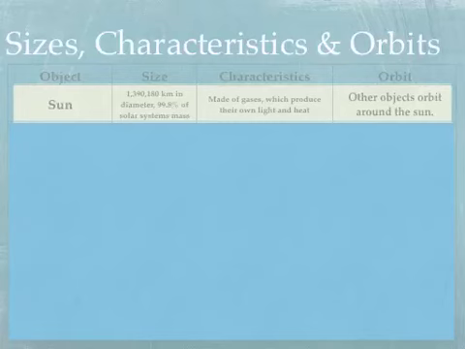The sun is made up of gases, and these gases produce their own light and their own heat energy. The sun is the only thing in our solar system that produces light. Anytime we see light from anything else in our solar system, it is a reflection of the sun. So for example, the moon, we see light that is reflected off the moon back toward the Earth. The sun doesn't have an orbit. Everything else orbits around it. So the sun is the center of our solar system.